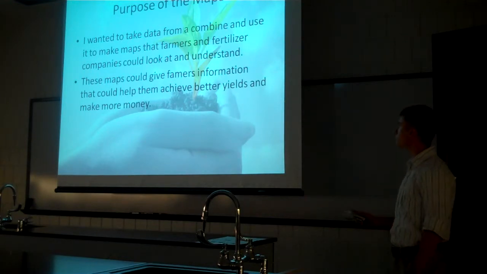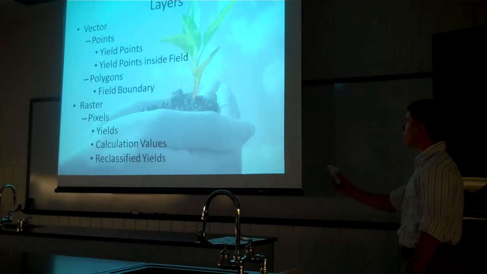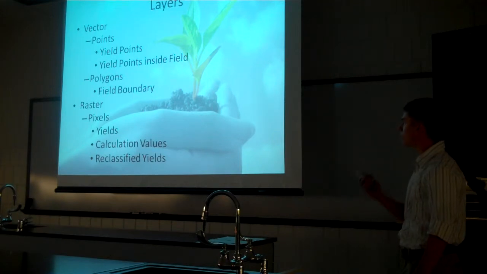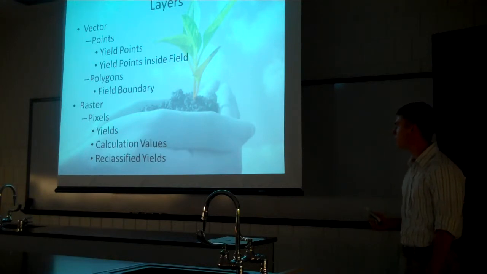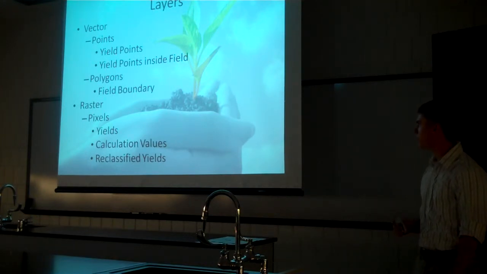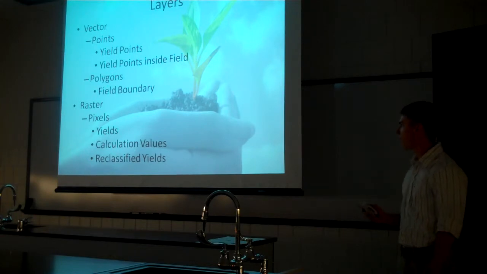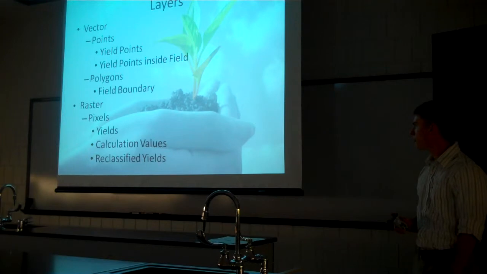Some of my layers, I use vector data to start off with, some of my yield points, and then yield points inside the fields. A polygon was the field boundary, and then I switched to raster data and started using pixels for my yields and whatnot.